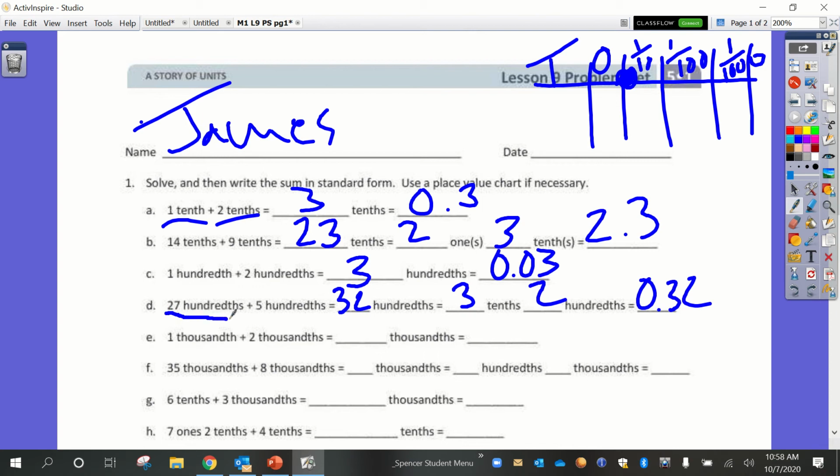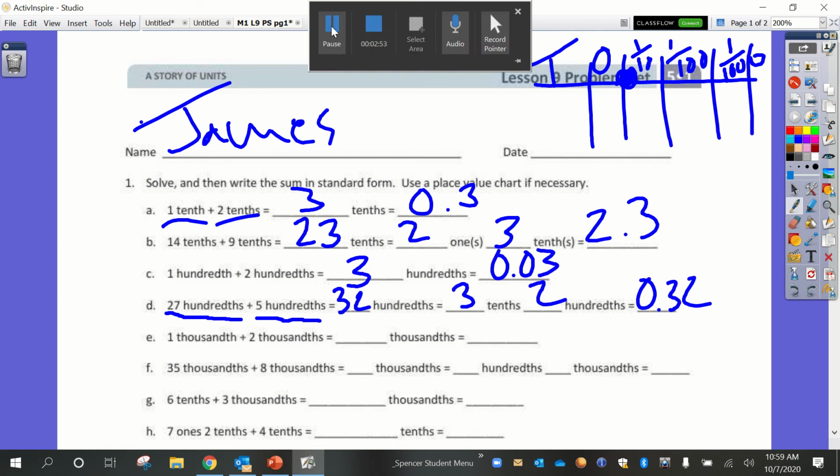Well, this one's a little bit more challenging. D, 27 hundredths plus 5 hundredths. Well, 27 plus 5, 28, 29, 30, 31, 32 is 32. So 32 hundredths. If I put 32 up in the hundredths place, I'm visualizing, I'm shifting the groups of 10 to the place value to the left. So that should give us 3/10, 2 hundredths, or 0.32. All right, let's pause again. Try to do the next 2, E and F, thousandths place on your own.